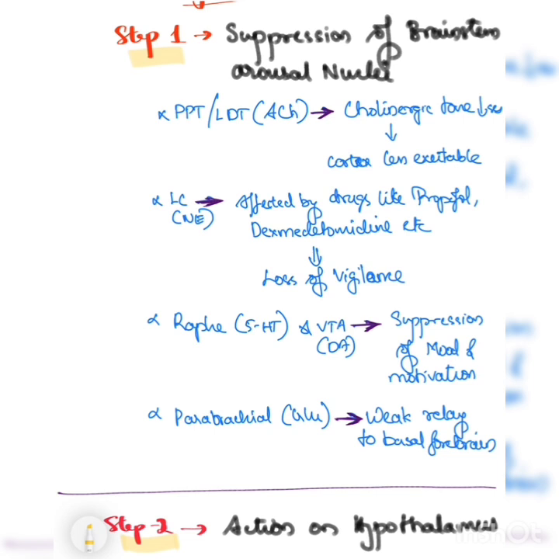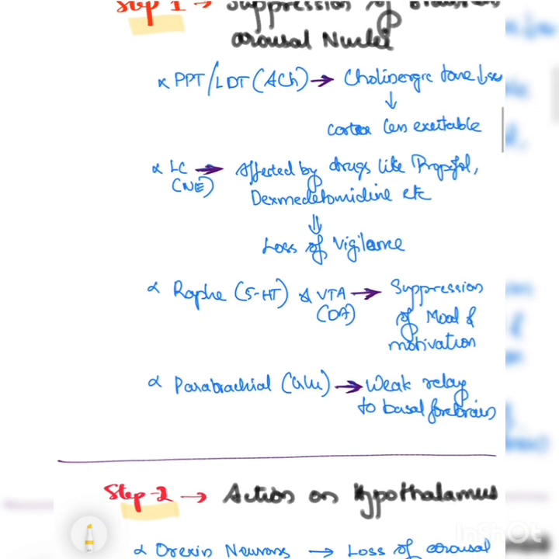Locus ceruleus: the major neurotransmitter here is norepinephrine. What anesthesia does to this region is, it is affected by drugs like propofol, dexmed, etc. and it causes loss of vigilance. The raphe nucleus, which is a major source of 5-HT, and the ventral tegmental area, which is a major source of dopamine, on action by anesthetics lead to suppression of mood and motivation.